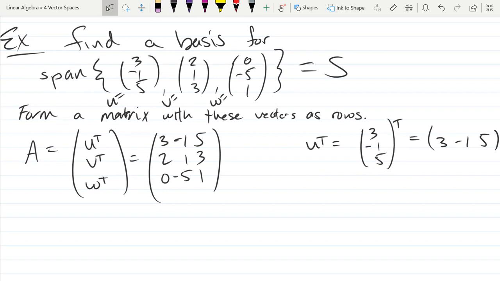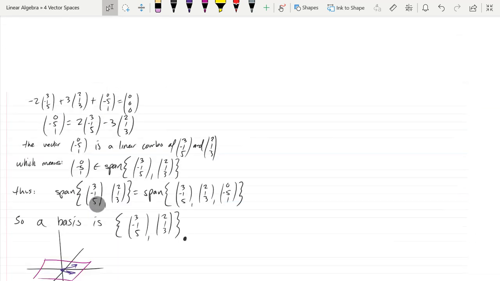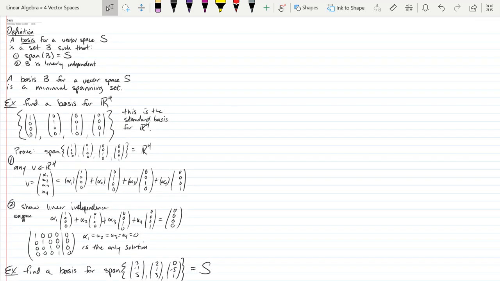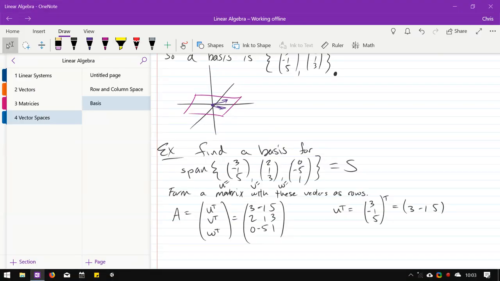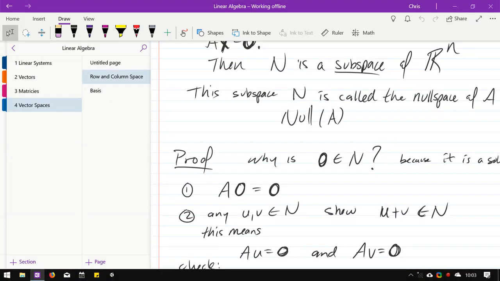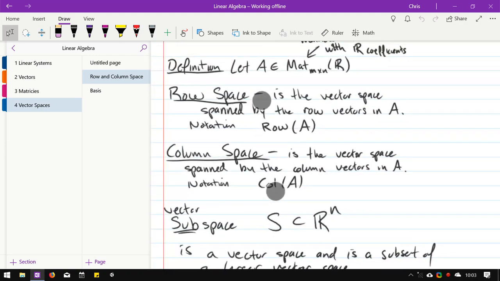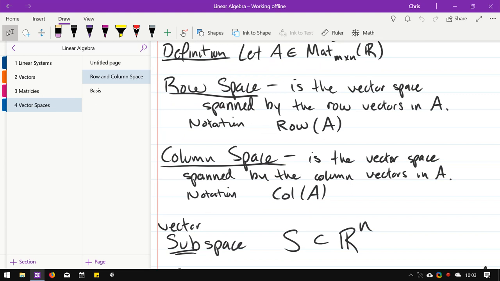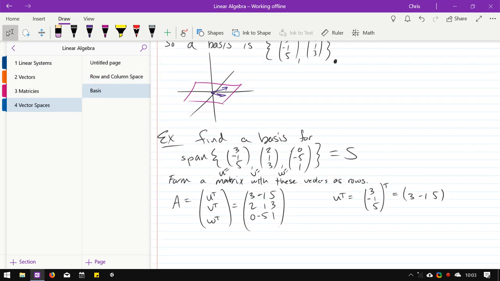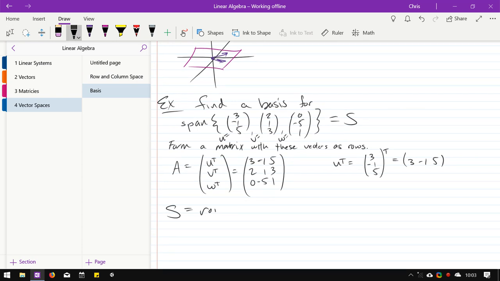So now, is S the row space or the column space of this matrix? I think we wrote those definitions down one page back or two pages back, hopefully. Looks like it's not in this set. Oh, row and column space section. There we go. All right, row space, the vector space spanned by the rows. So the span is the row space of this matrix. So S equals the row space of A, which we can abbreviate as Row(A).